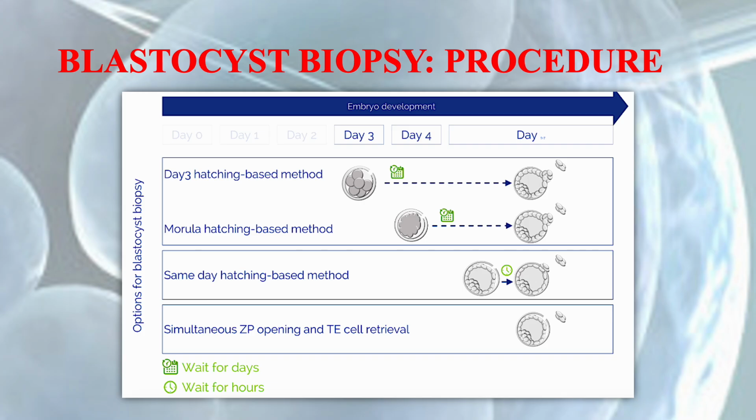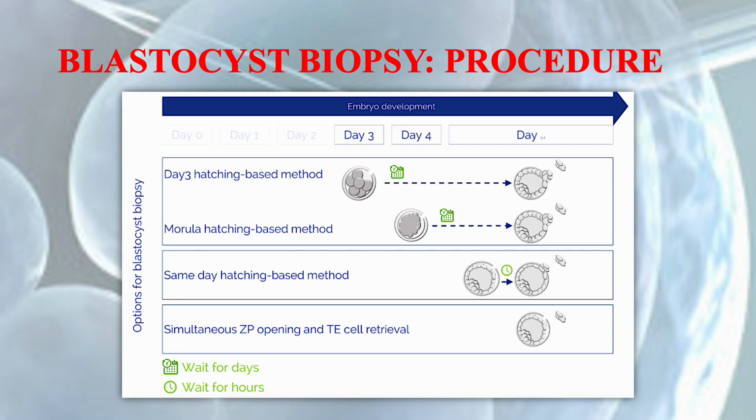Morula based hatching is also one of the methods, in which zona drilling is done on day 4. The second method is the same day hatching based method. In this method, firstly on day 5 the zona drilling is done, and after waiting a few hours, the trophectoderm cells will hatch out themselves.